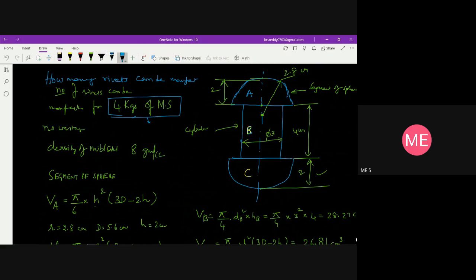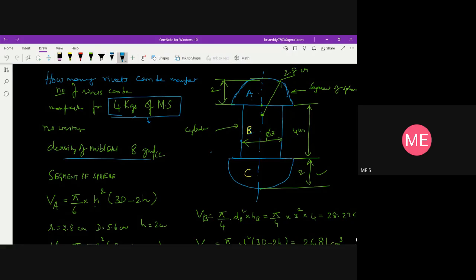The rivet dimensions have been given. Based on these dimensions, the weight of this particular small rivet is to be calculated. Once you find out the weight of this small component, then we can find out how many rivets can be manufactured with the given raw material of 4 kgs of mild steel. The density of mild steel is taken as 8 grams per cc. Once again I am going to divide it into 3 parts: this is A, this is B and this is C.